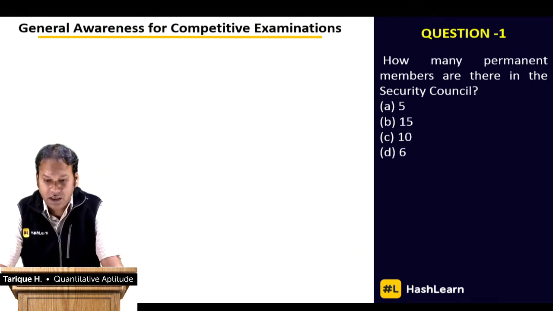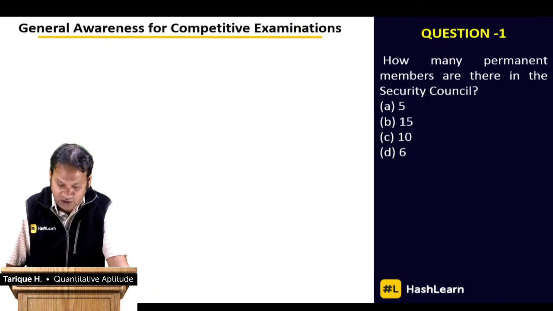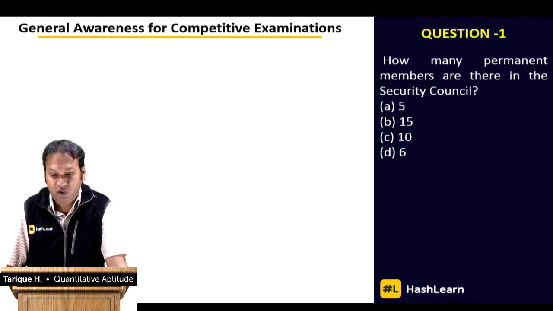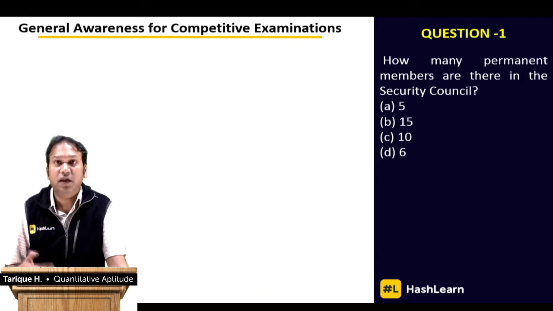Now, the question here is asking how many permanent members there are in the United Nations Security Council. The correct answer is 5. There are 5 permanent members. These are the members, China being one of them. Then we have the UK, we have the US, and Russia. These are all of the permanent members of the United Nations Security Council, and they have the right to veto. Along with the 5 permanent members, every 3-year period, 10 non-permanent members are also elected as members of the Security Council.